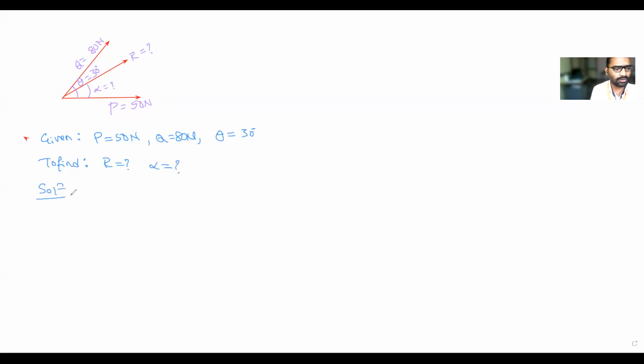Solution. How do we solve this one? First, using the law of parallelogram of forces, tell me what the resultant is equal to. R is equal to the square root of P square plus Q square plus 2PQ cos theta. So this is the formula.